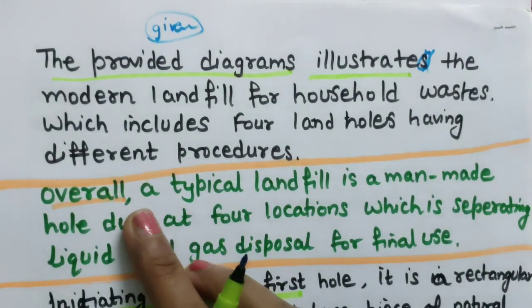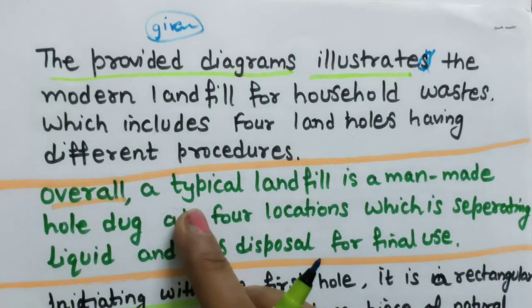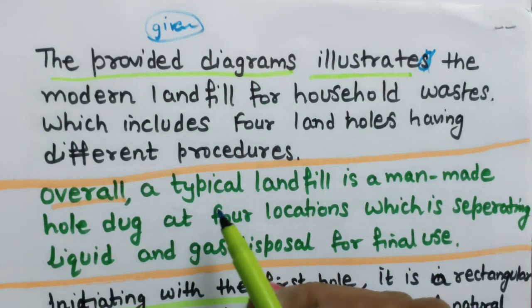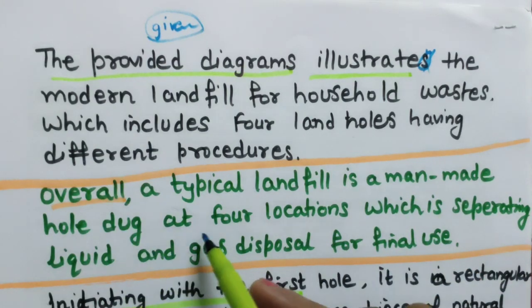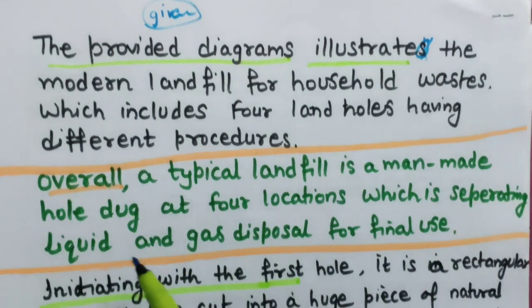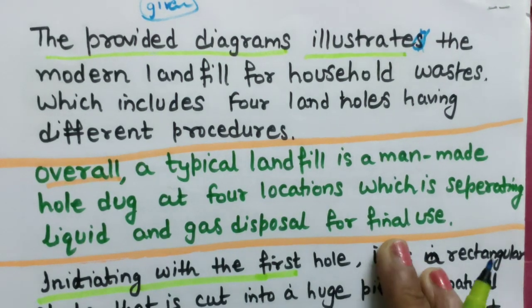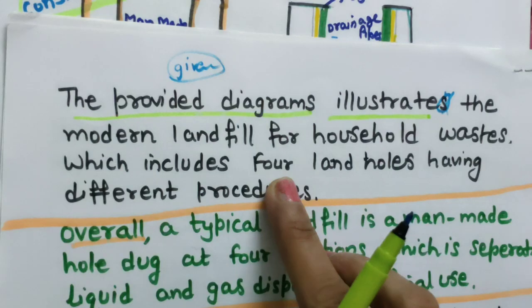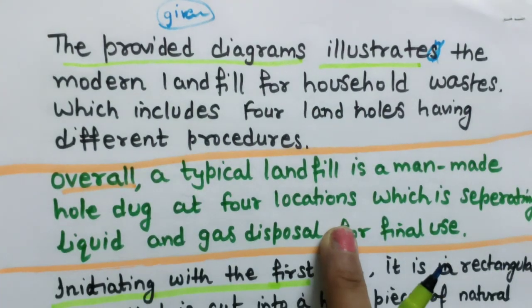Overall, I have forgotten to write overall. It can be clearly seen from the diagrams or process diagrams, a typical landfill is a man-made hole dug at 4 locations, which is separating liquid and gas disposal for final use. Okay, because I have already described here 4 landholes having different procedures, that's why I have not explained it here.